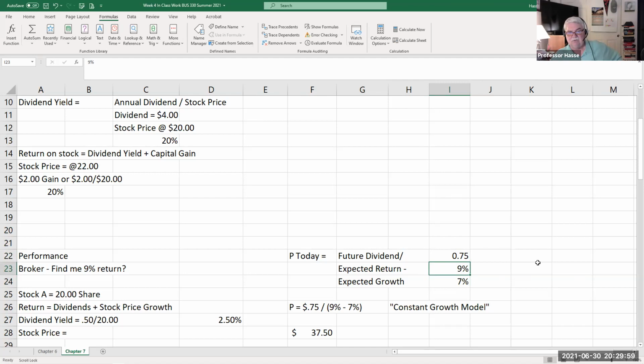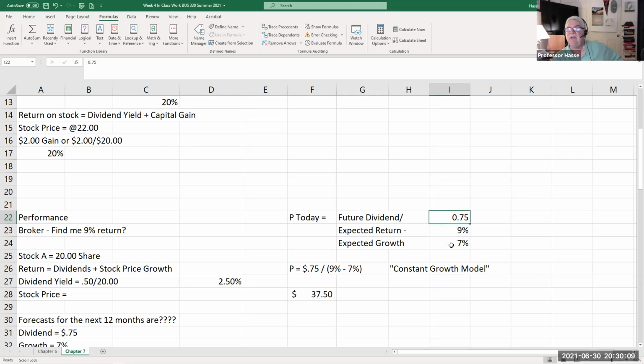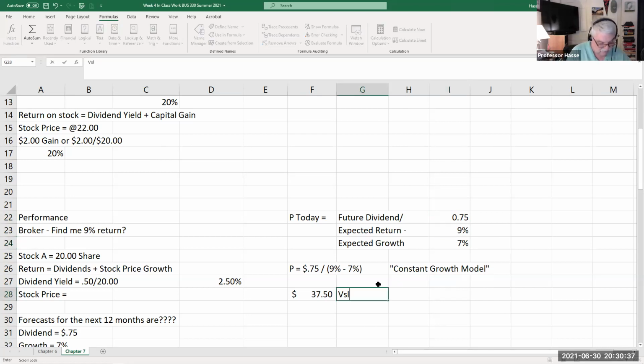There's a little discussion in chapter 7 called the constant growth model. You can determine what the stock price is based on these planned expectations and results of the company for the next year. So let's say it's the middle of July and the company says, beginning July 1st for the next 12 months, we're going to pay a 75-cent dividend. Our company is expected to grow by 7%, and we know in the market that our investors expect a 9% return. What is our stock price value as of June 30? Not its true market value, but what is its value based on these expectations?